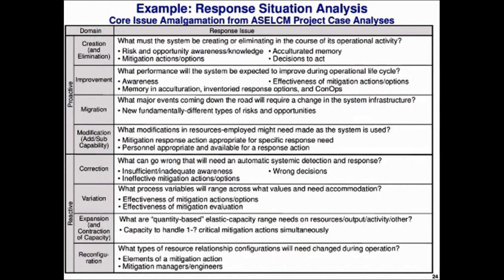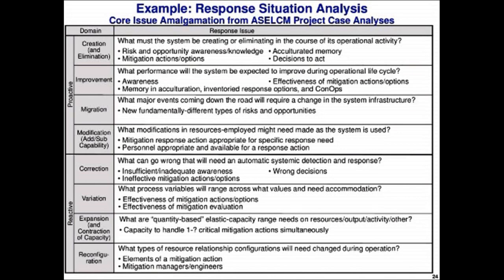Okay, here's an example that is basically an amalgamation of all the analytical work we've done in our case studies, dealing specifically with the issues of the innovation system. What does your innovation system have to create? And here are 4 answers to that. It's got to create risk and opportunity awareness and knowledge. And if you don't have a process and a role specifically oriented to that, you're in trouble.